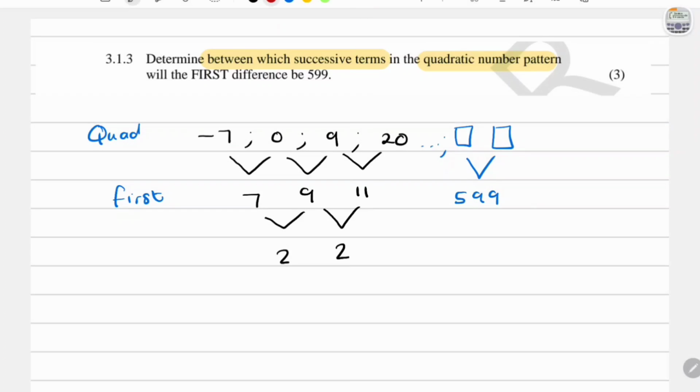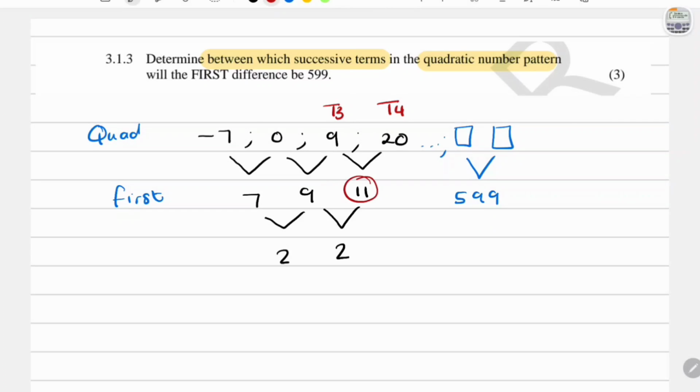How we will find this answer is like this. Think about it like this. If we can rephrase this question with something that we actually do have here. If I asked you, between which two successive terms in the quadratic pattern will your first difference be 11? What would you say that is? That would be between the third and the fourth term in the quadratic pattern. That's the two successive terms that come right after each other. Their first difference is 11. So between which two successive terms in the quadratic pattern is the first difference 11? That will be the third and fourth term, right? So that's exactly how we're going to have to think about that.